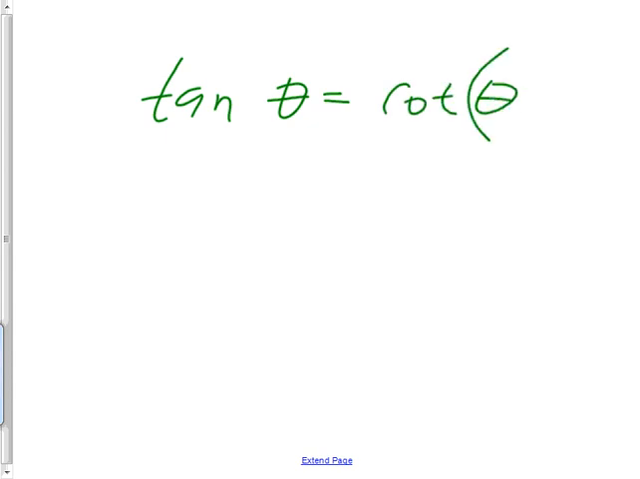And then it's not just going to be theta. It's going to be that complicated one where you go 90 minus theta, except we don't use 90. It's what? Pi over 2 minus theta.